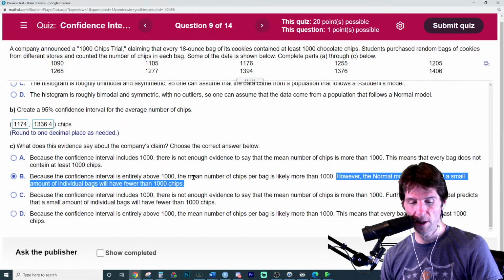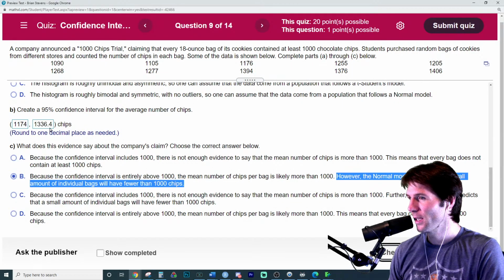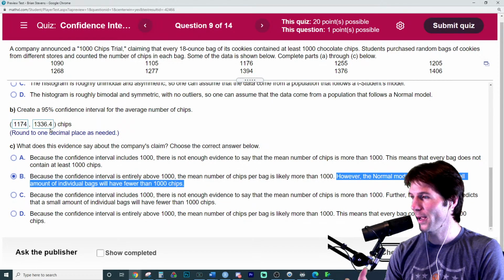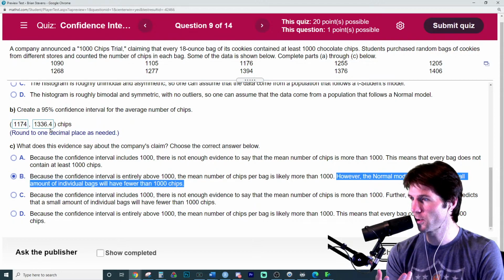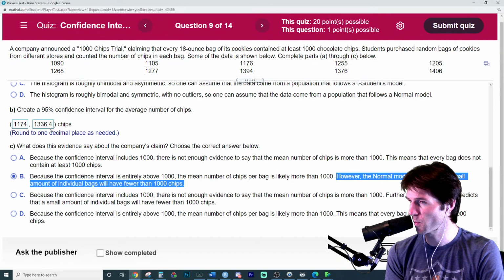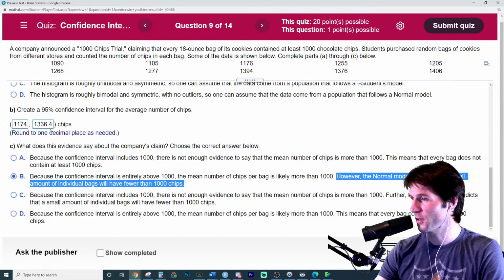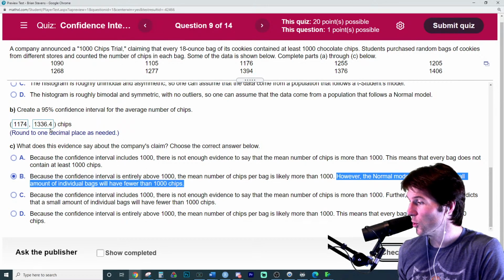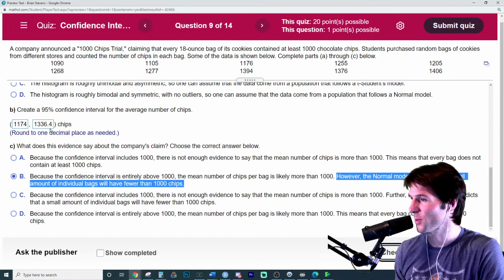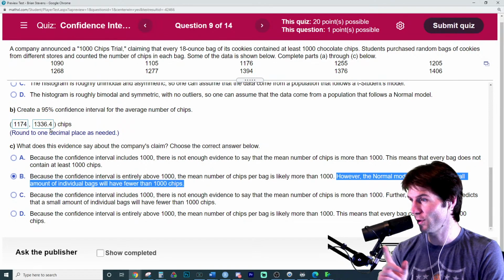I really like the end of it. What does it mean that we're interpreting this? This is about on average for all bags of chips. We think the true amount of chips in a bag is somewhere in the interval 1,174 to 1,336.4. We can't promise you for every bag of chips that you'll get 1,000 chips in it, but we think the truth is that we have at least 1,000 chips in our bags on average for the true mean.